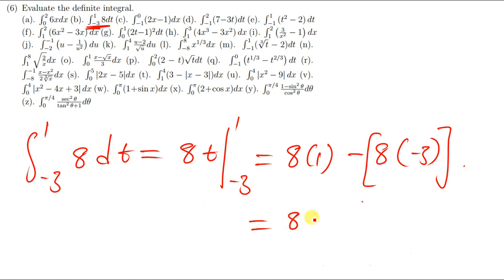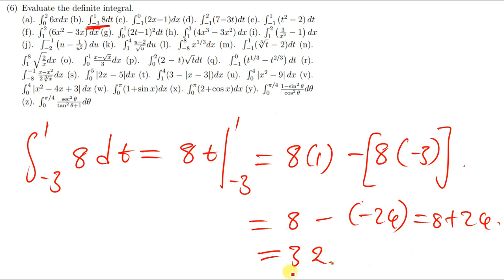So this will be 8 times 1, which is 8, minus 8 times negative 3, which gives us negative 24. So negative times negative 24 gives 8 plus 24, which is just 32. So this will give us 32 as the answer.